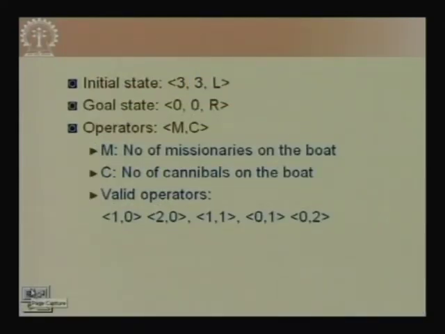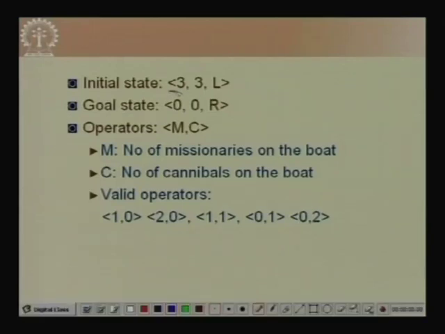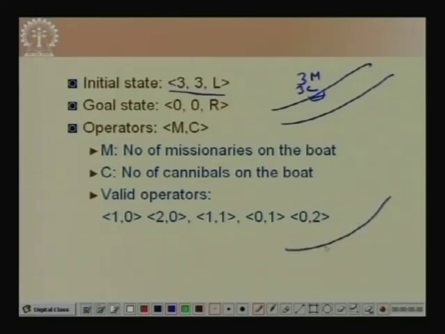So, the initial state will be represented by 3, 3, L. That is three missionaries and three cannibals on the left bank and the boat also on the left bank. And the goal state will be represented by 0, 0, R, that is no missionary and no cannibal on the left bank, three missionaries and three cannibals on the right bank, and the boat is on the right bank.